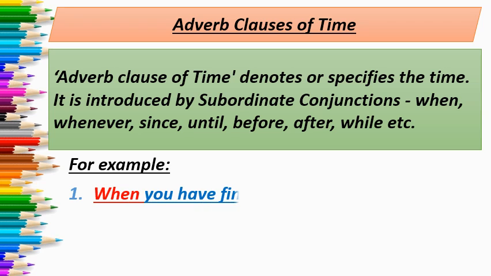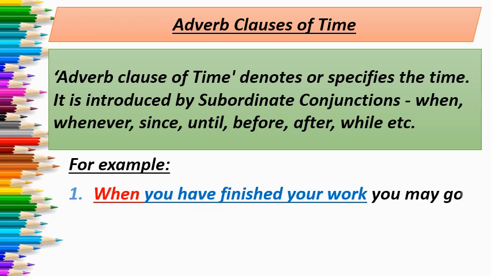Number 1, when you have finished your work, you may go home. As you can see, when you have finished your work is an adverb clause. You may go home is the main clause here. And why is it an adverb clause? Because it starts with a subordinate conjunction, that is when. And the complete clause is modifying the verb may go here. Fine, that is why it is an adverb clause, and you are getting the answer to the question when also.